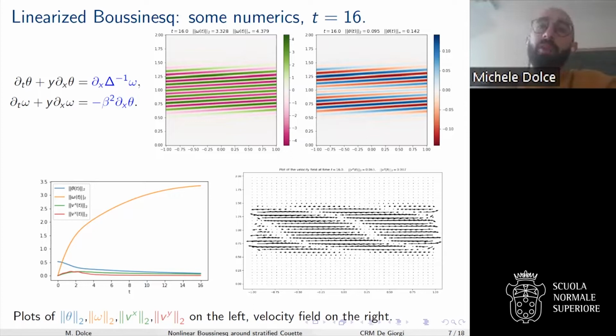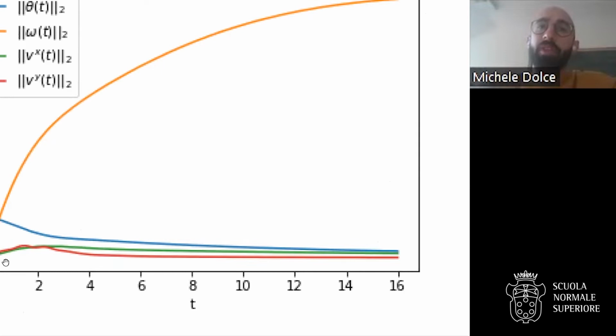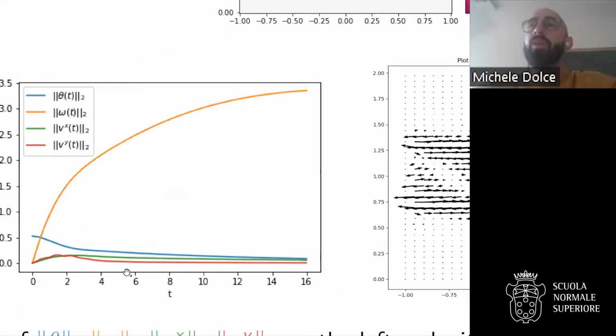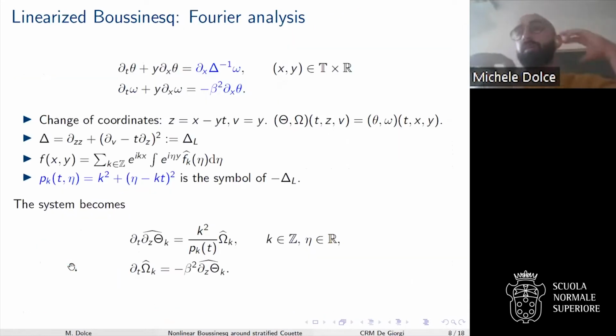And now here you cannot see, maybe I can zoom in, yeah. You see that the velocity field is first growing and then it decays. Now, how to quantify mathematically what we observe at the numerical level? Since, again, we consider this particular domain T cross R, it is convenient to do Fourier analysis, which is the thing we are able to do in the homogeneous case, for instance. And therefore, we perform a change of coordinates first to follow the characteristics of the system determined by the background flow.